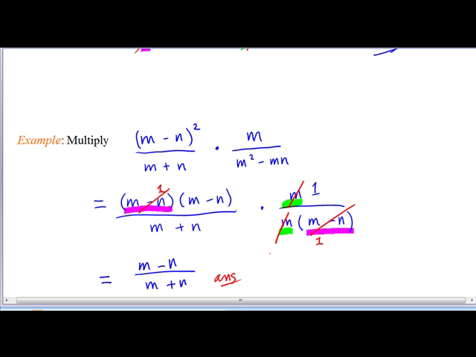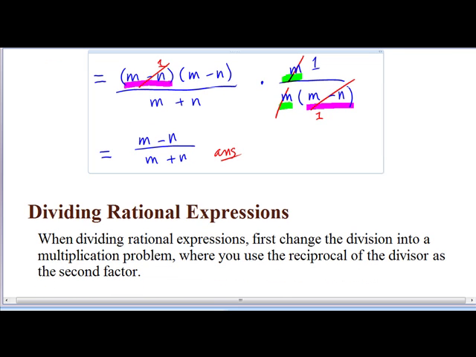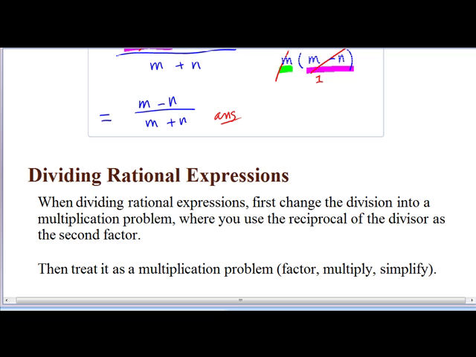So this is how we multiply two rational expressions. So let's move on to how to divide a rational expression. To divide a rational expression, first we change the division into multiplication, where you use the reciprocal of the divisor as the second factor.